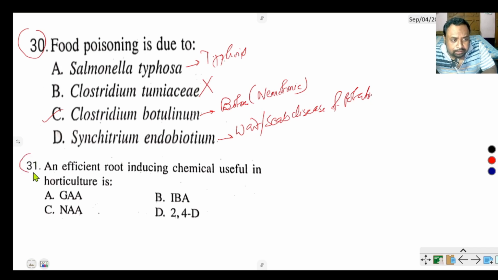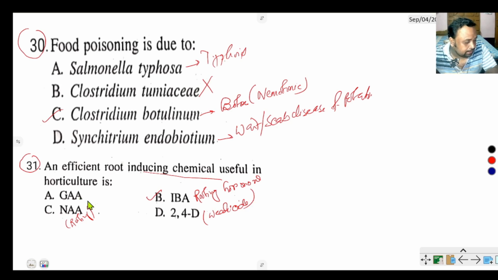Question number 31 says an efficient root inducing chemical is GAA, IBA, 2,4-D, or NAA. Indole butyric acid is a rooting hormone. Naphthalene acetic acid is also a rooting hormone. Okay, 2,4-D is a weedicide.